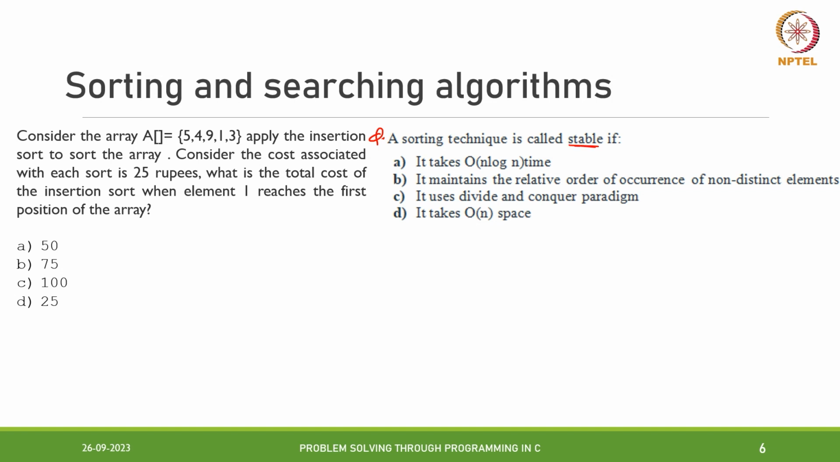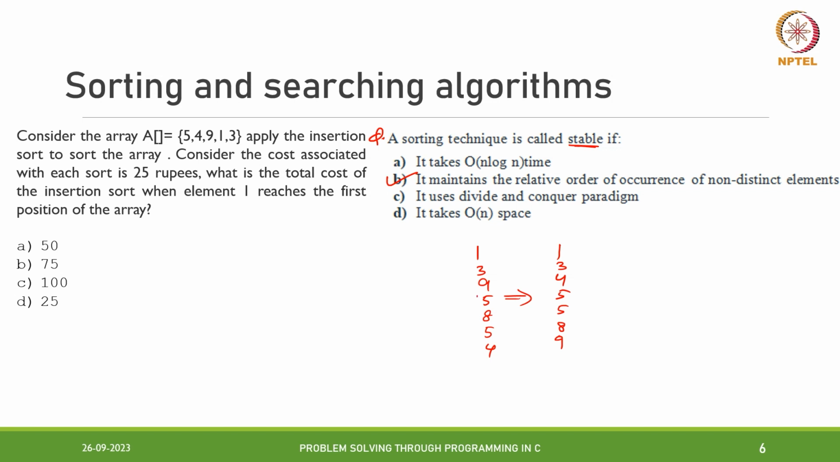So stable sorting technique, you can try it out by yourself. The answer here is the relative order of occurrence of non-distinct elements. So what does that mean? Let me define an array. Let's say this is our array, and we are passing it through some sorting technique. Now, finally, our array should be something like this, right? After the sorting, it should be something like this.